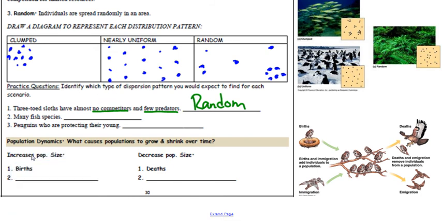Fish. A lot of fish travel in schools for protection. So we would say fish exist in clumped dispersion patterns or distribution patterns. And penguins protecting their young, we see that right here, how they're kind of spread out evenly, kind of power in numbers and spreading things out. It's not necessarily a herd. There is space in between them, so each kind of look after their own. And we're going to call that uniform.